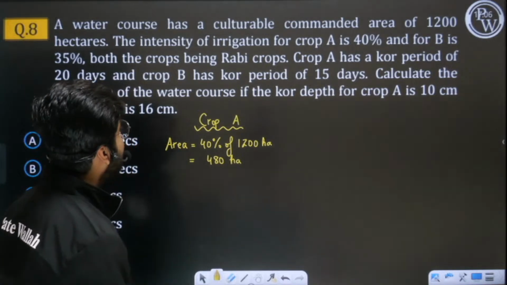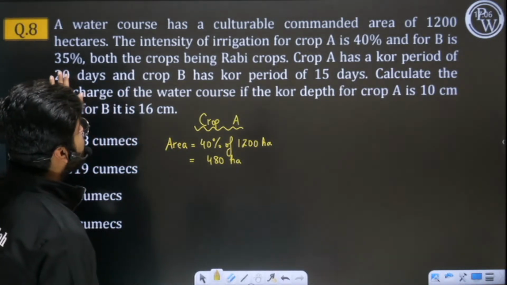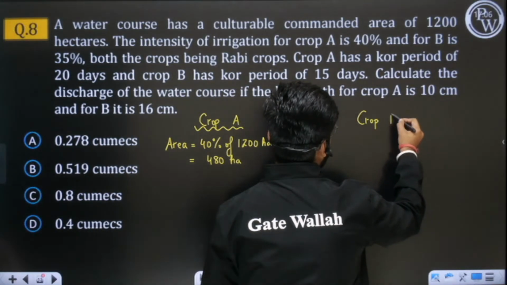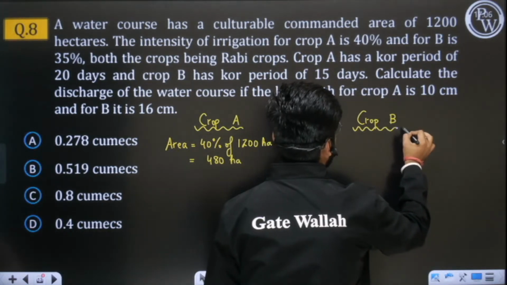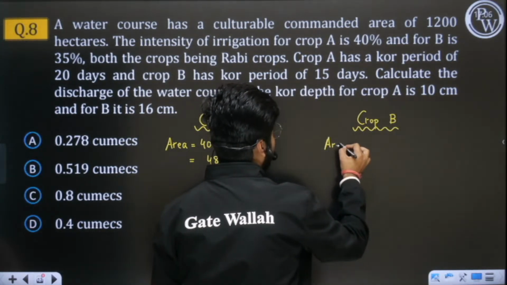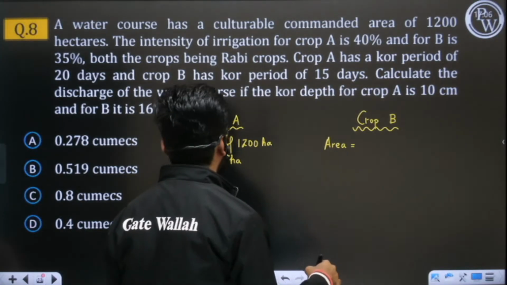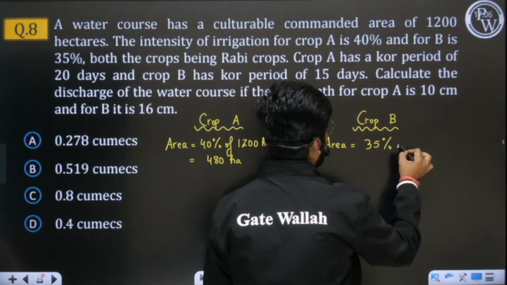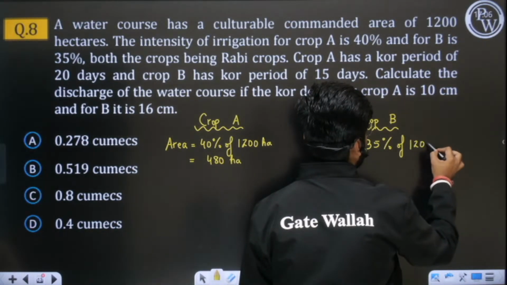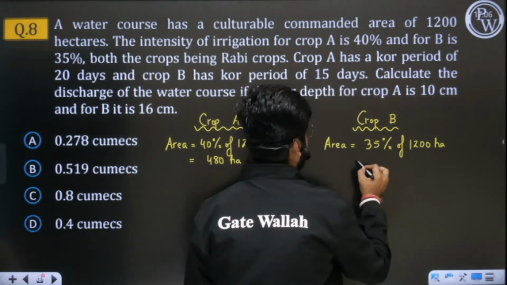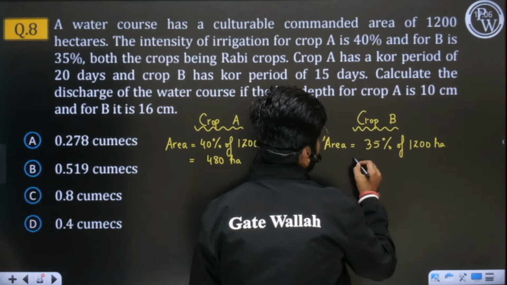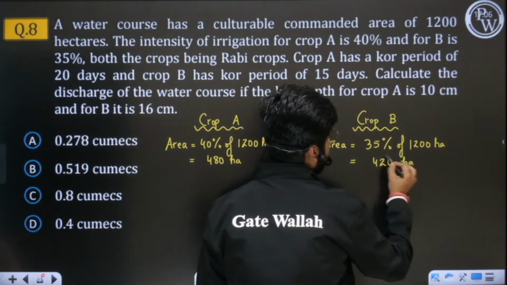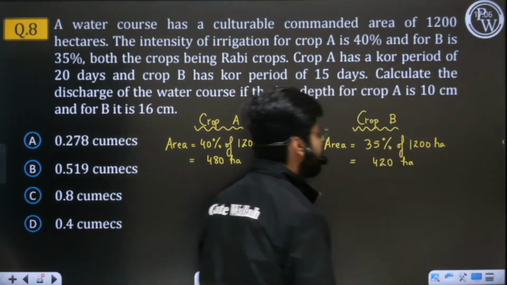And similarly for crop B, it is 35%. So for crop B, I can again evaluate the area, which is nothing but 35% of 1200. Okay, so 35% of 1200 is 420. See, check this. If it is coming out 420, yes, perfect, 420.